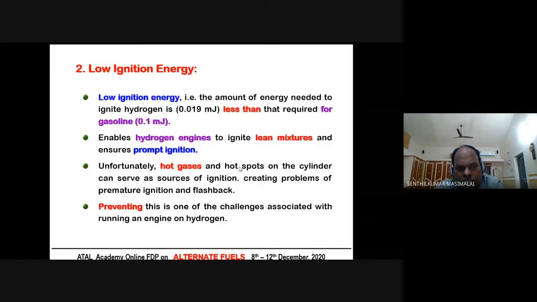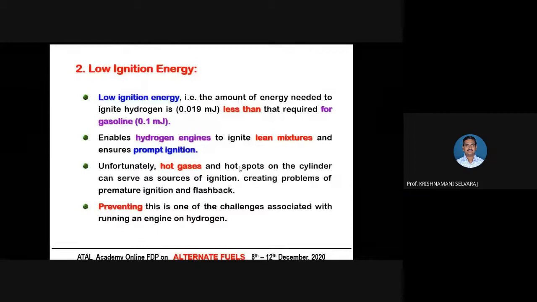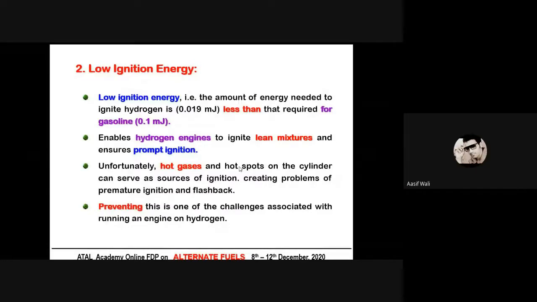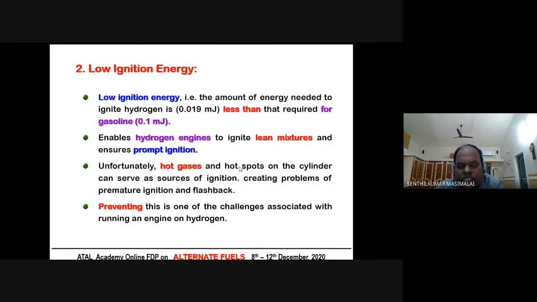Can anyone tell one example of a hot spot in an engine? Hot spots, one example. Exhaust valve. Yes, heated exhaust valve tip, heated spark plug terminals. Very good. Piston top face. Carbon deposits. Okay.